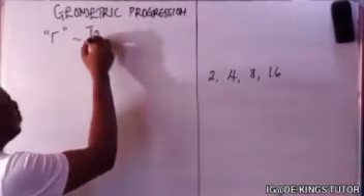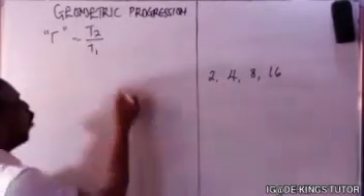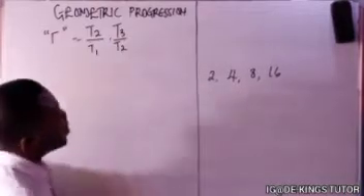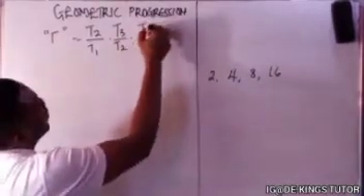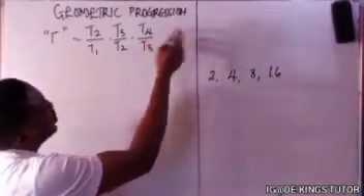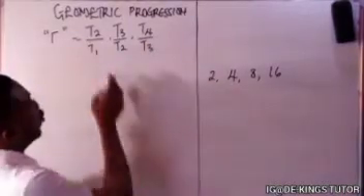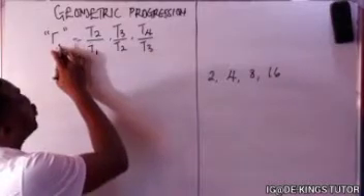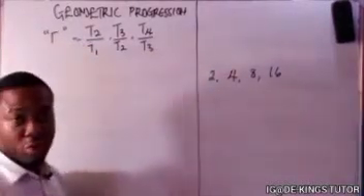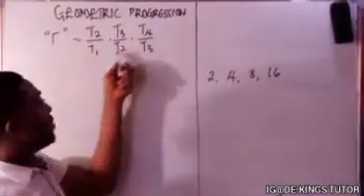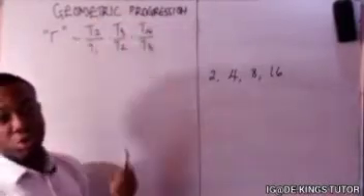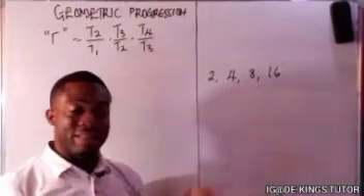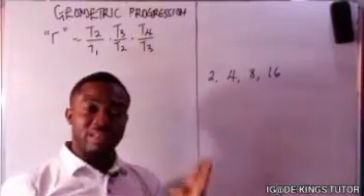Now to get this common ratio, you divide the second term by the first term, or you divide the third term by the second term, or the fourth term by the third term, like that. The value it gives you should be the same as the common ratio. If it doesn't give you the same value, you know the question is not a geometric progression, because a geometric progression should have the same ratio for the given terms.